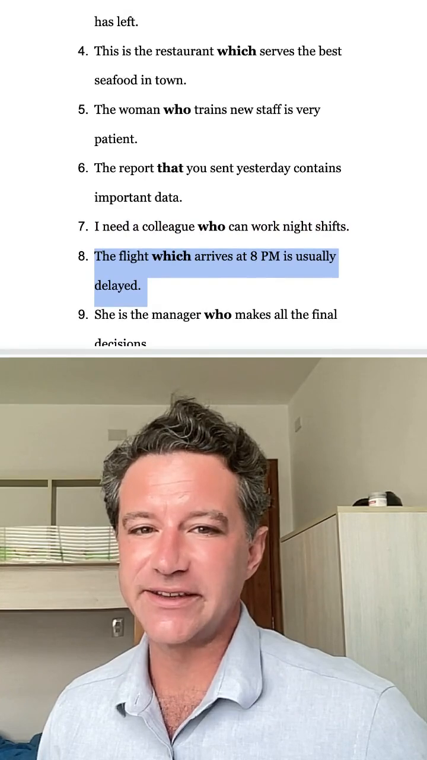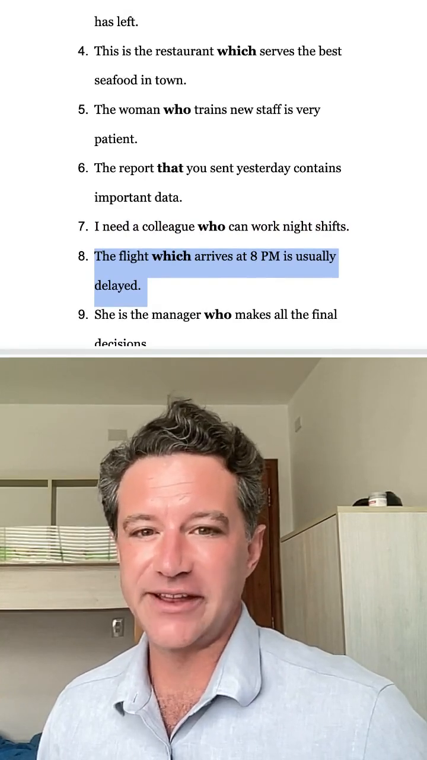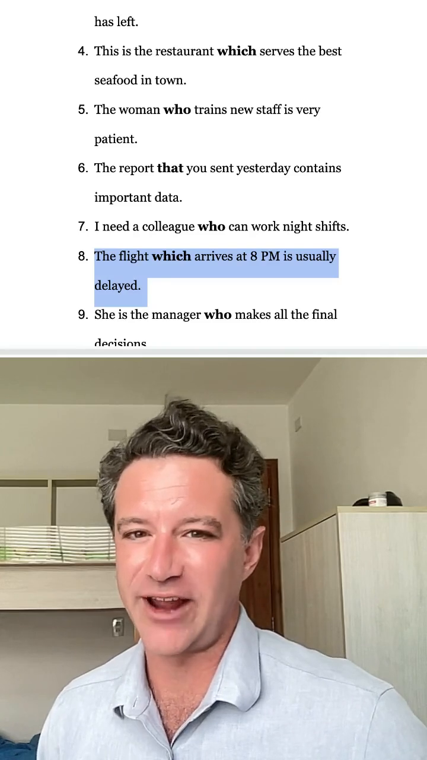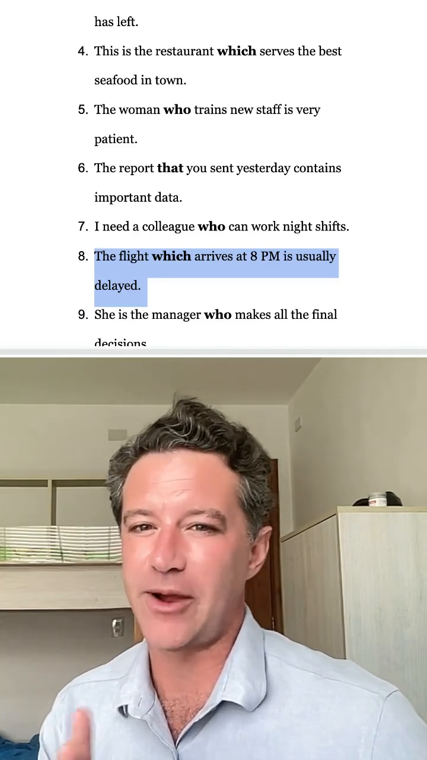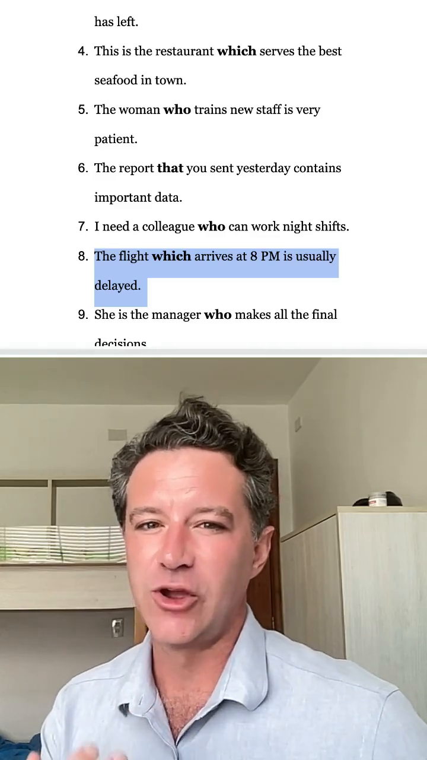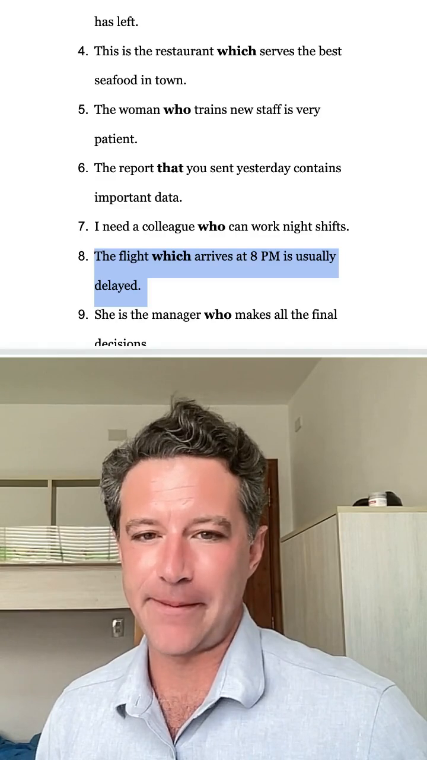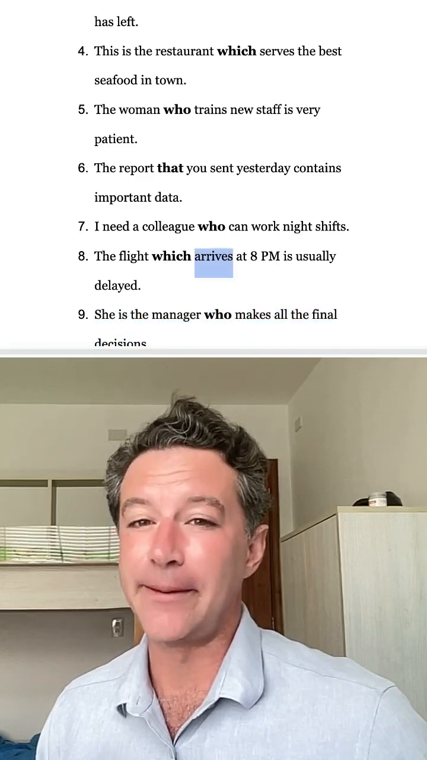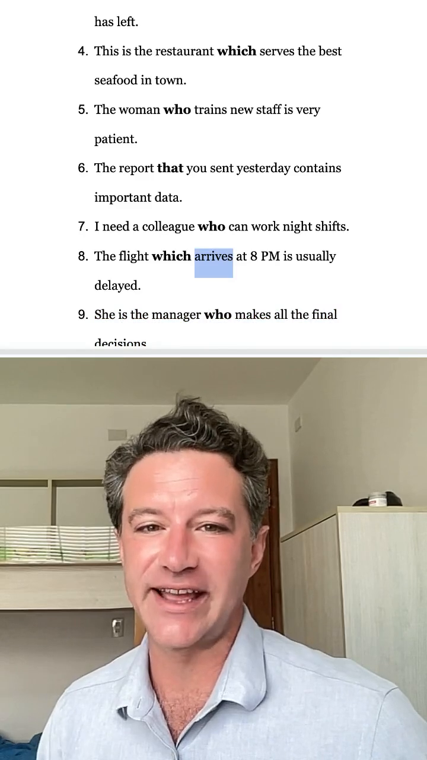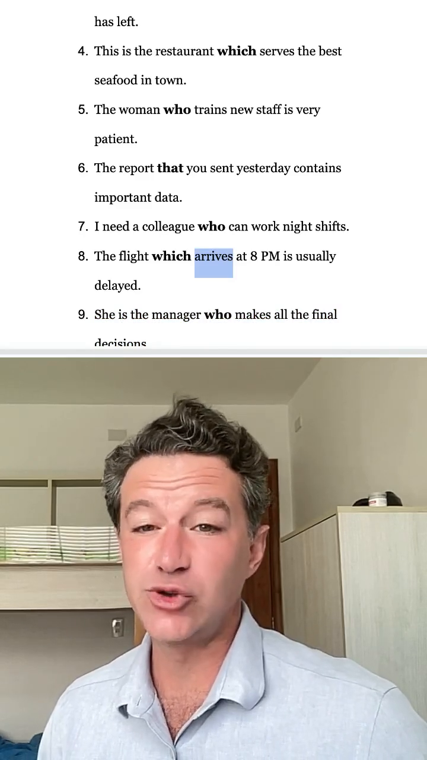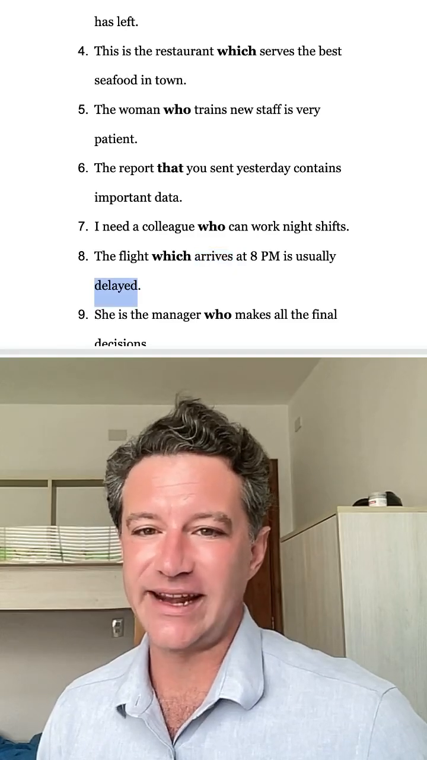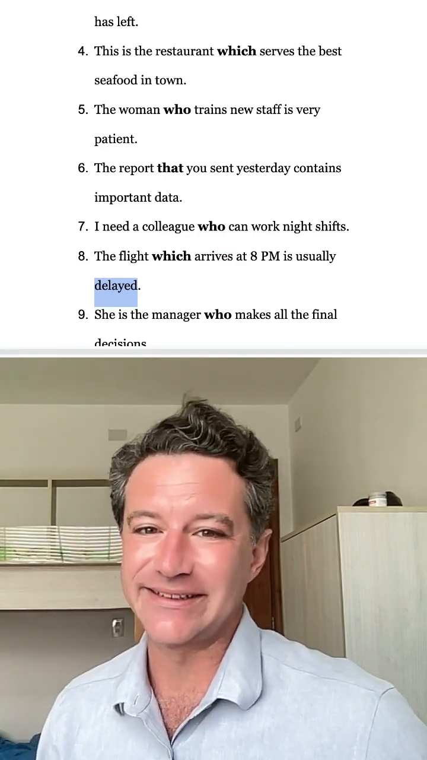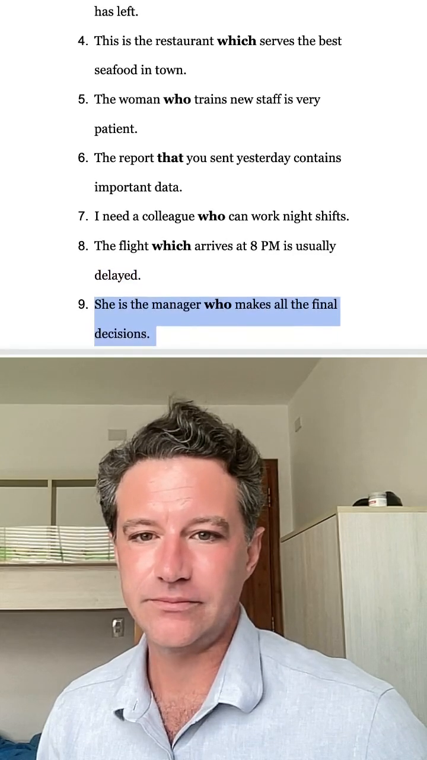So which flight is usually late? The flight which arrives at 8 p.m. is usually late, right? Specifically that flight. We're not talking about any flight, we're talking about one special flight. The flight which arrives at 8 p.m., 8 in the evening. So arrive means to come, right? The flight lands at 8 p.m. and it's usually delayed. Delayed means late, right? The flight which arrives at 8 p.m. is usually late.